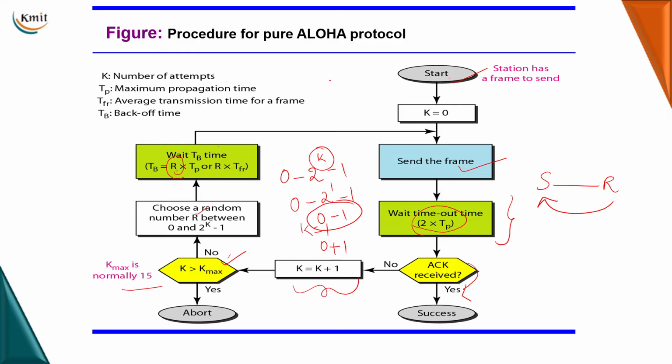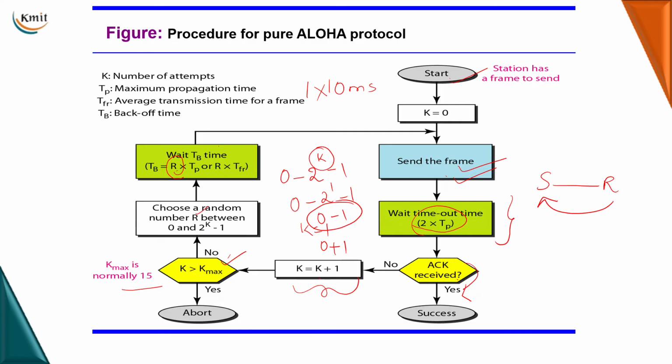For example, the average time taken for a frame to be transmitted is 10 milliseconds. So I will multiply my random number, for example 1, into 10 milliseconds. So the station will back off itself for 10 milliseconds and then it will transmit. While it is transmitting again, it will wait for a time period, and if the acknowledgement is not received, it will increment the value of K to 2.